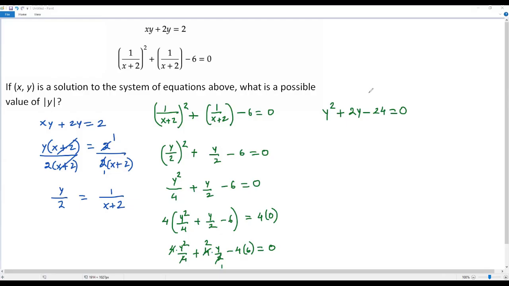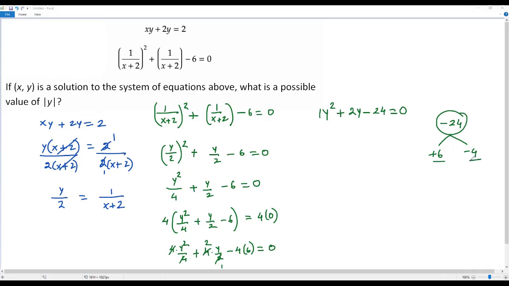I think we can try to solve this quadratic equation by factoring. For that, we multiply the constant term −24 by the coefficient of y², which is 1. When I multiply −24 by 1, I still get −24. Now I have to find two factors whose product equals −24 and whose sum equals the coefficient of y, that is +2. I think +6 and −4 will work. When I multiply +6 and −4, I get −24. When I add +6 and −4, I get +2, which is the coefficient of y.